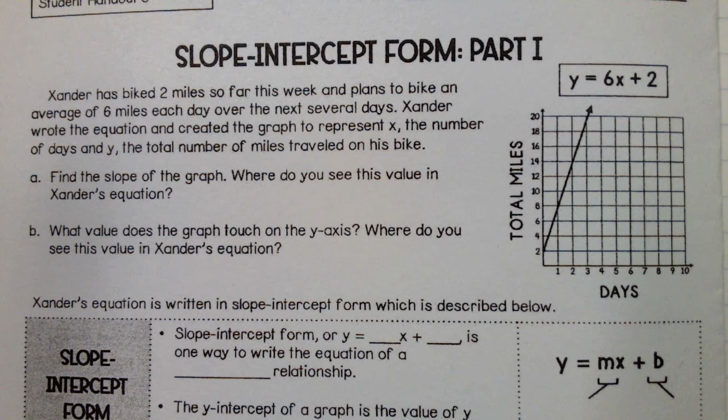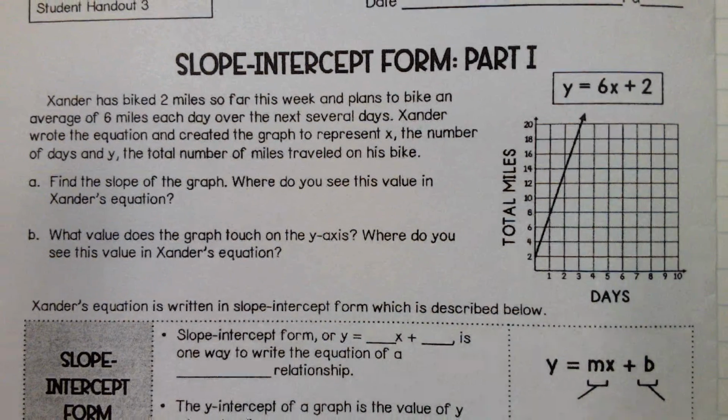Okay, so let's start by finding the slope of the graph. And then it says, where do you see the values in Xander's equation? Okay, let's just find the slope to begin with. We've done this before. Pick some points.